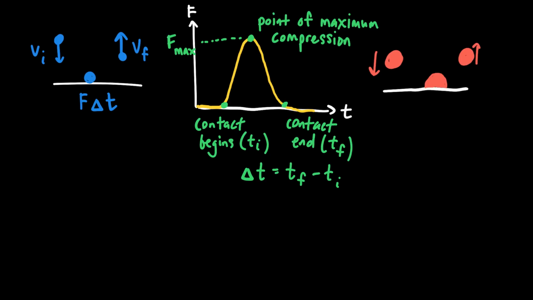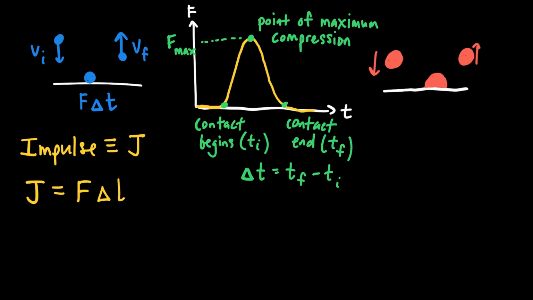The product, F times delta t, is a new quantity that we're going to define, which is called impulse. For impulse, we're going to use the letter J, a capital letter J. And so impulse is equal to force times some time interval delta t. If you were trying to figure out what the impulse was that was delivered to an object, you would need to know the time interval and the force.